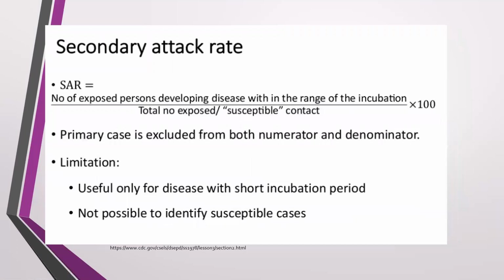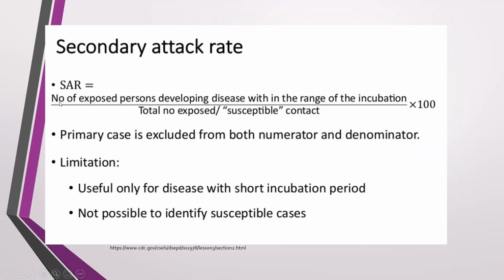For the secondary attack rate, whenever a primary case transmits or transfers the infection to other people, they are the secondary cases. These secondary cases can be calculated using this formula of secondary attack rate, meaning that the primary case is excluded from both numerator and denominator. That is the most important part whenever you are calculating the secondary attack rate.